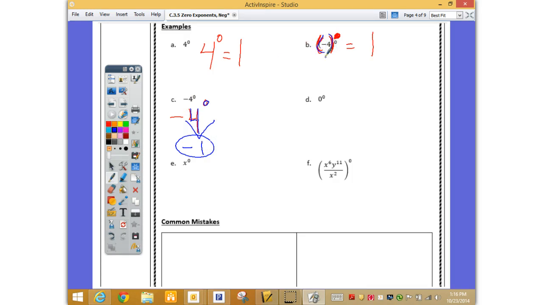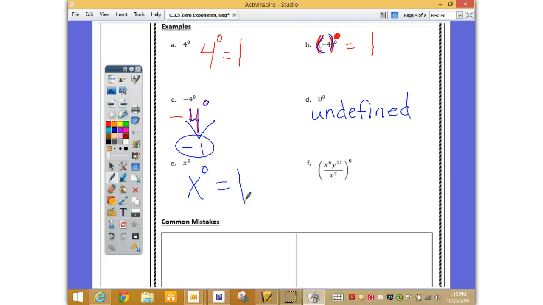D, who was just listening on what we wrote down, what's the answer? Undefined. Excellent. All right, what do we get here? X to the 0 power equals? 1. Yes, 1, not X, it is 1.